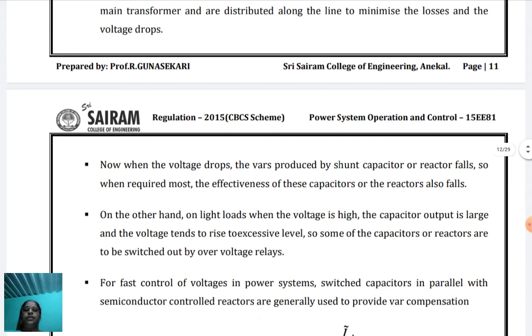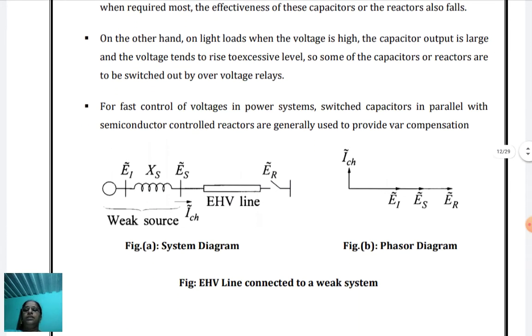The next point: when the voltage drops, the volt ampere reactive produced by the shunt capacitor or shunt reactor falls when required most, which means the effectiveness of these capacitors or reactors also falls. Next, on light load, when the voltage is high, the capacitor output is large and the voltage tends to rise to an excessive level. Therefore, some of the capacitors or reactors are to be switched out by an overvoltage relay.